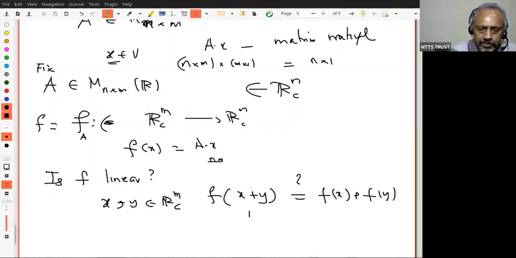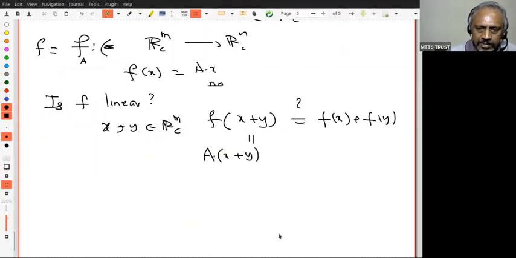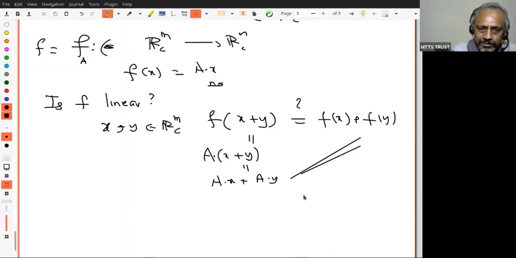But what is f(x plus y)? That is A dot (x plus y). But remember, x is a matrix of type m cross 1, y is also a matrix of type m cross 1, and matrix multiplication is distributive. Therefore, this is the same as A dot x plus A dot y. But this is the same as f(x) plus f(y). You understand this?